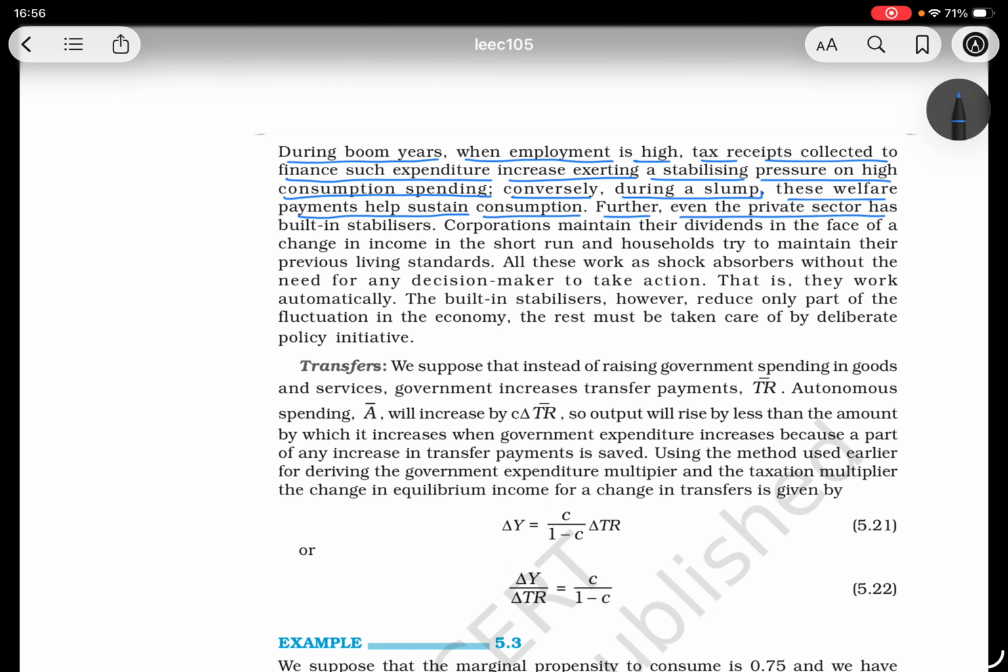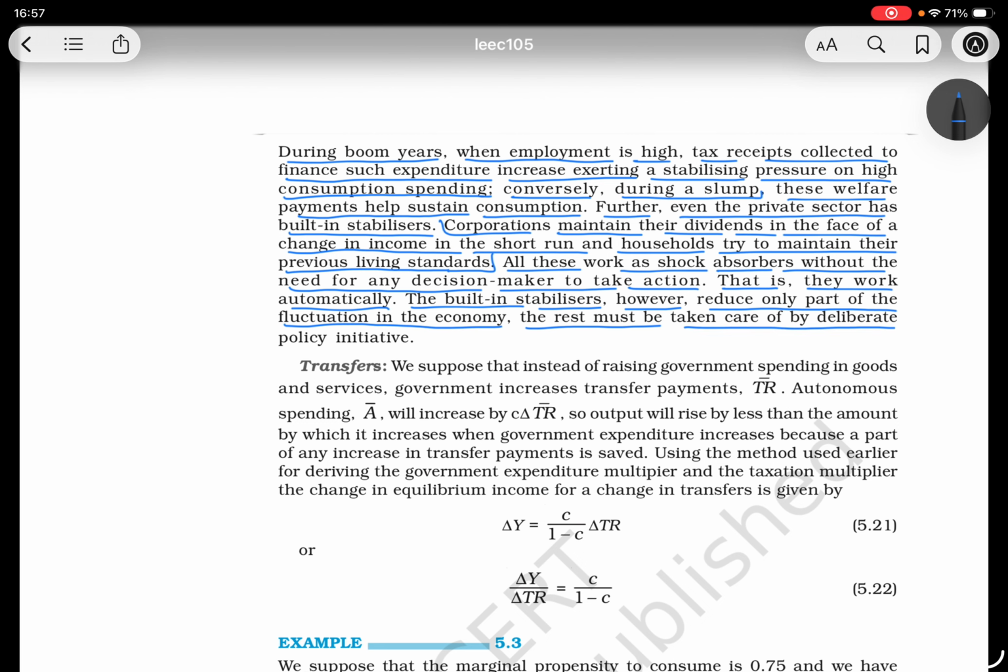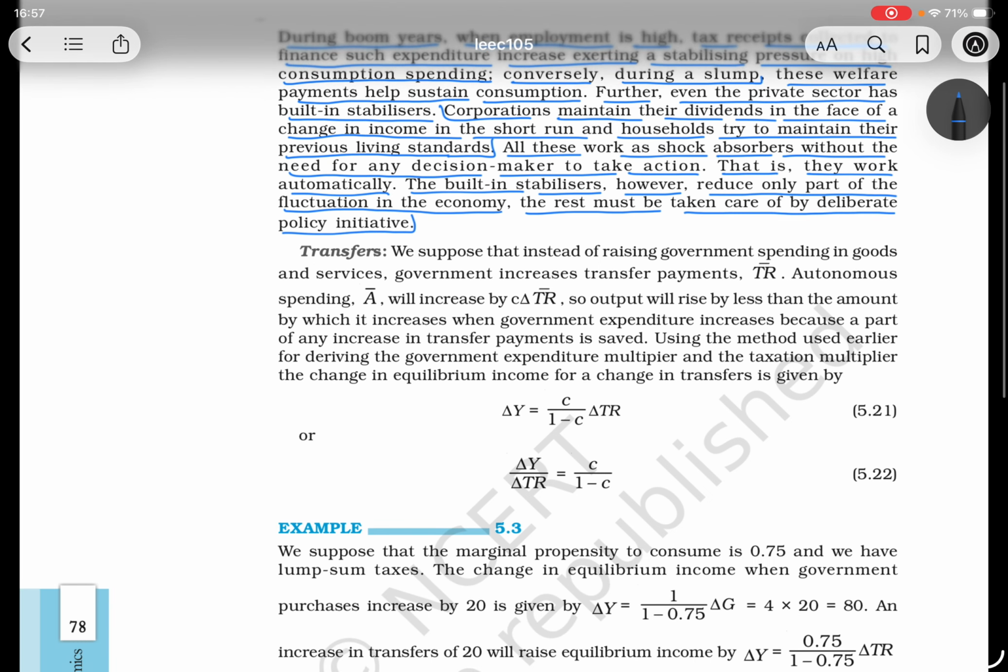Further, even the private sector has built-in stabilizers. Corporations maintain their dividends in the face of a change in income in the short run, and households try to maintain their previous living standards. All these work as shock absorbers without the need for any decision maker to take action. That is, they work automatically. The built-in stabilizers, however, reduce only part of the fluctuation in the economy. The rest must be taken care of by deliberate policy initiatives.